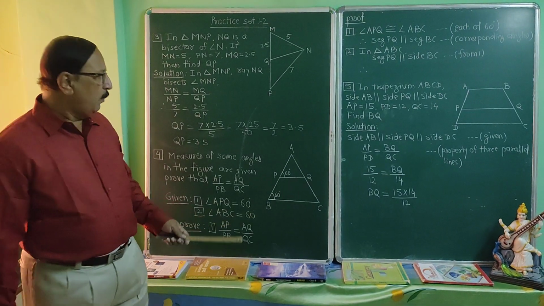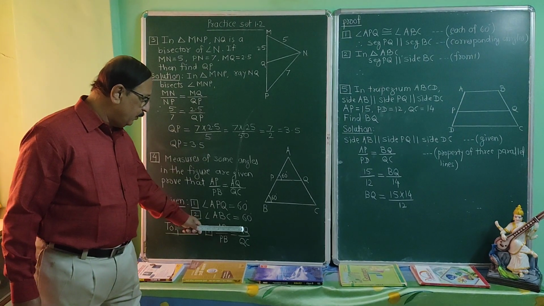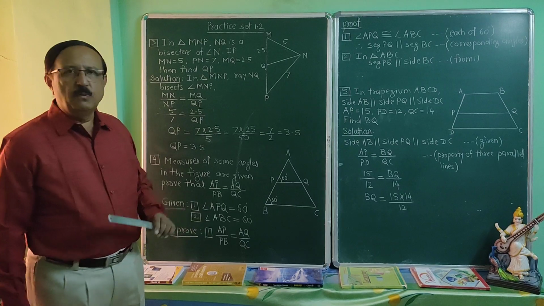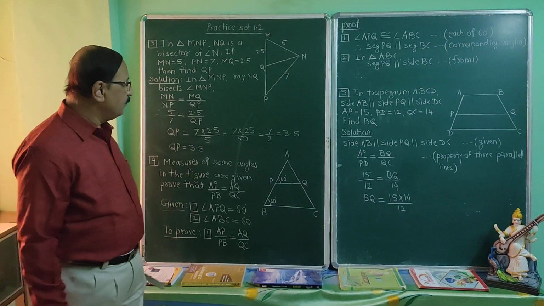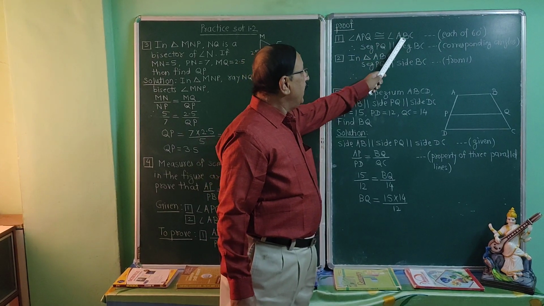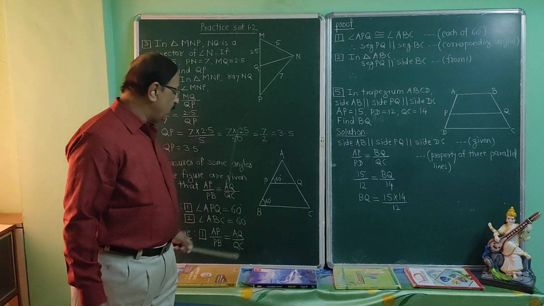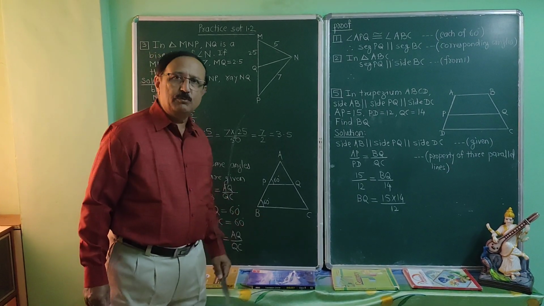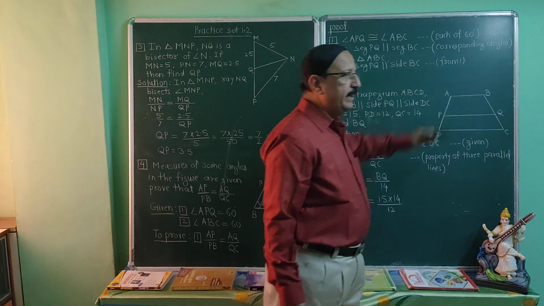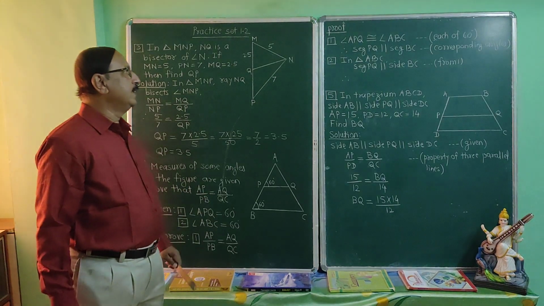Then what is to prove? AP upon PB is equal to AQ upon QC. It is to be proved. Now proof. Angle APQ is congruent to angle ABC. Why? Because each angle is of 60 degree from given.